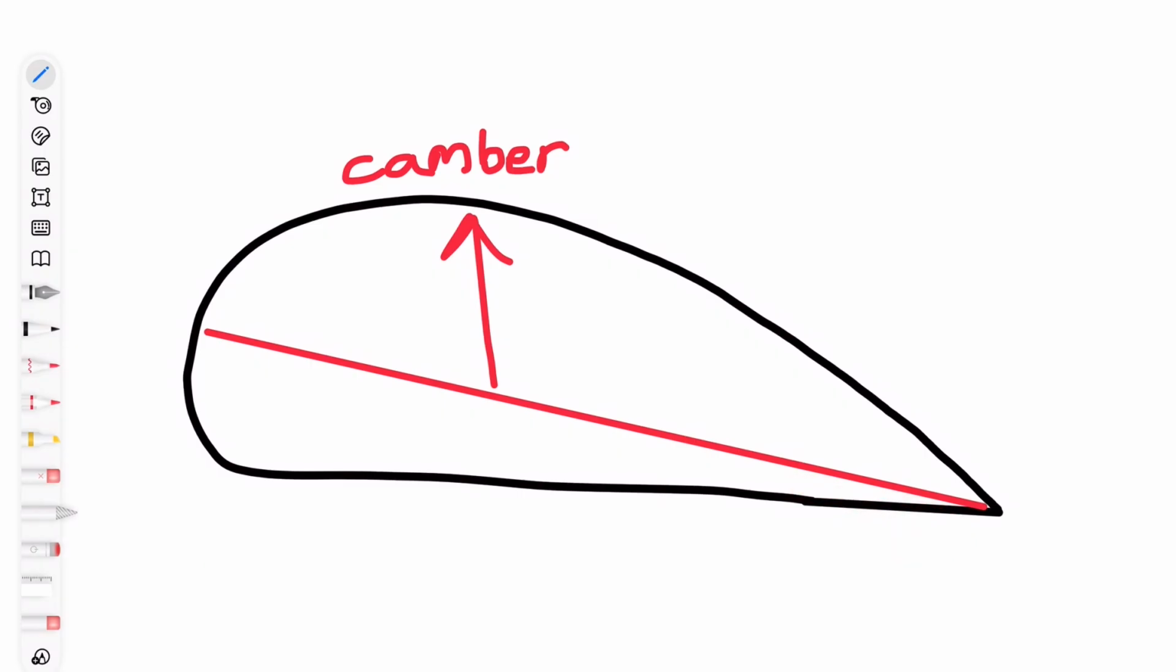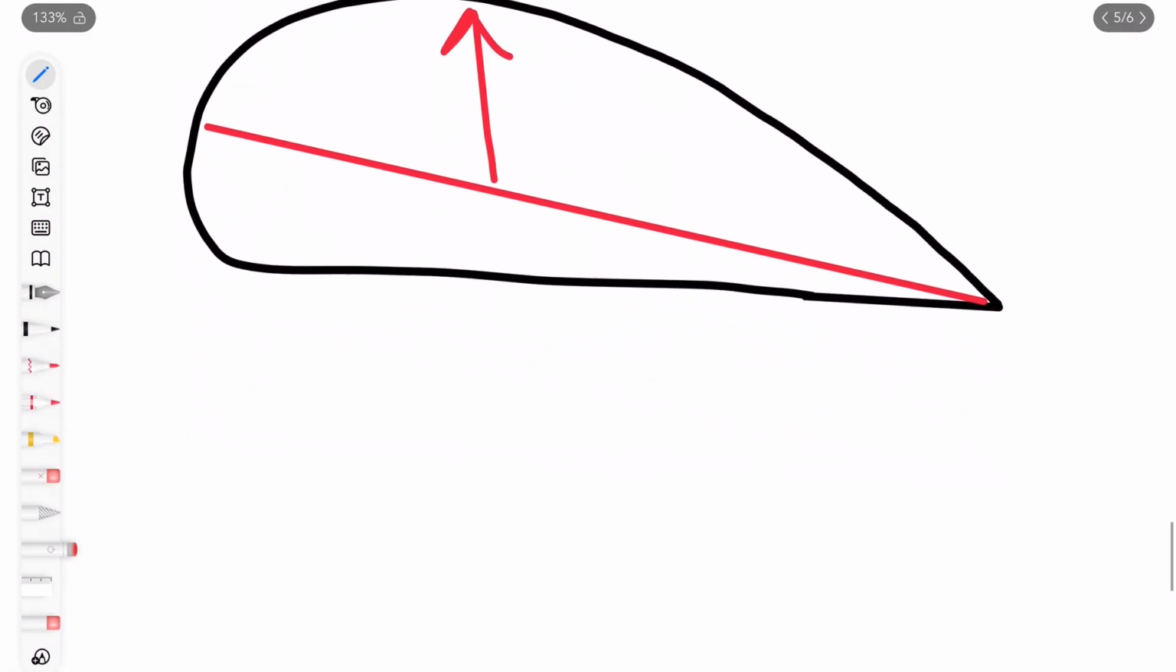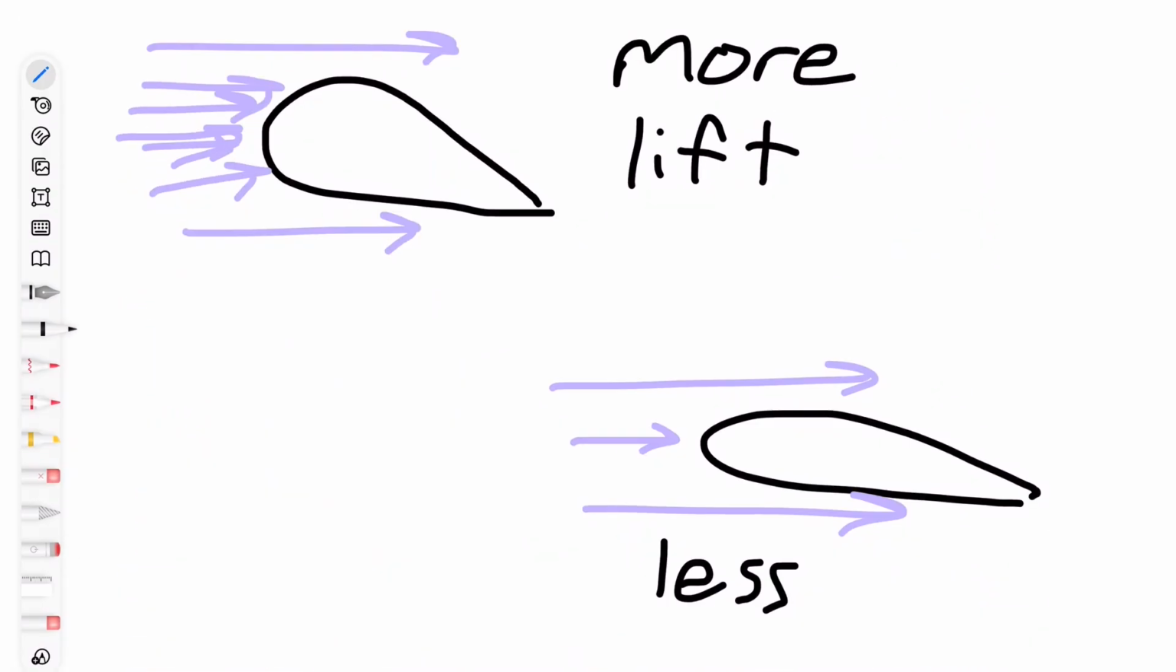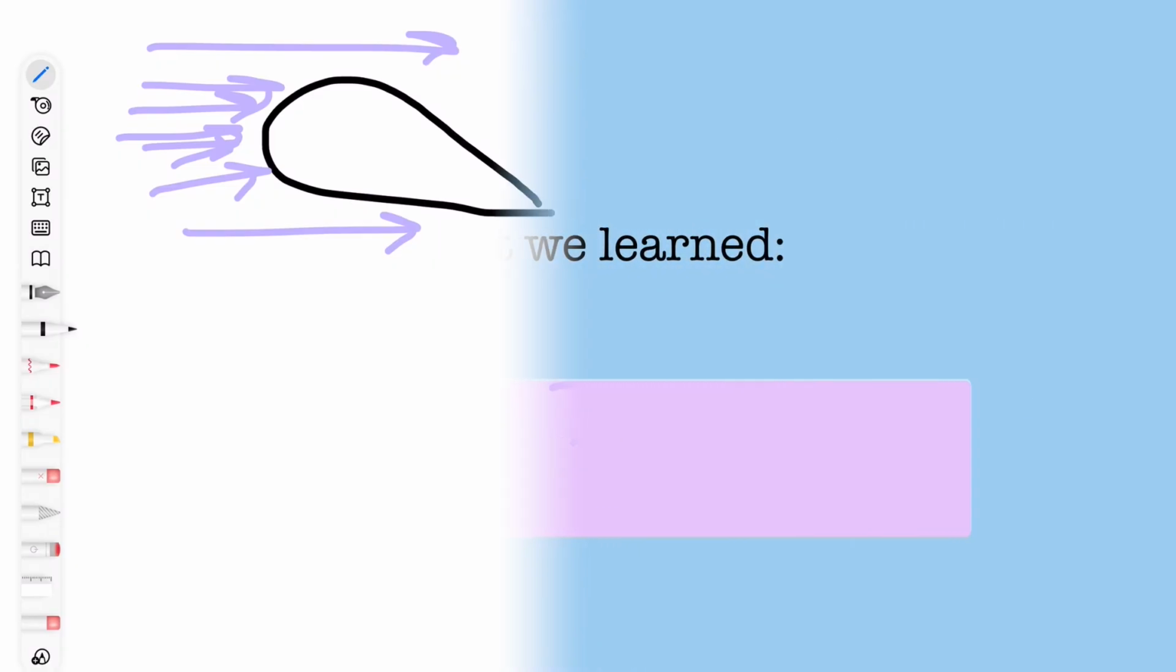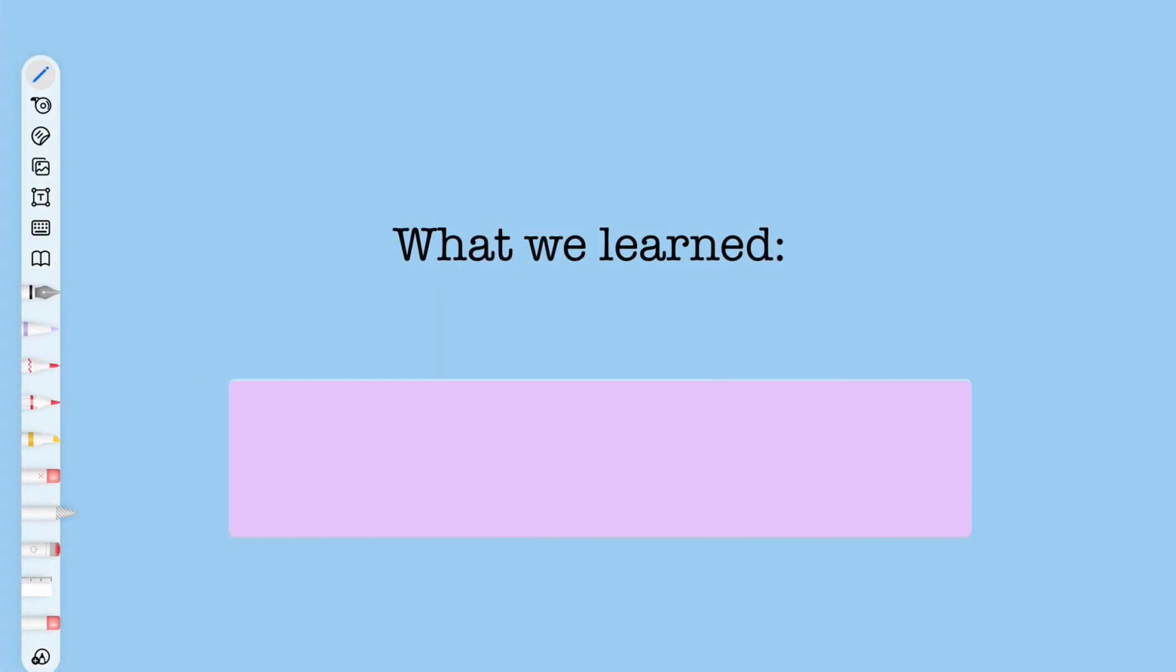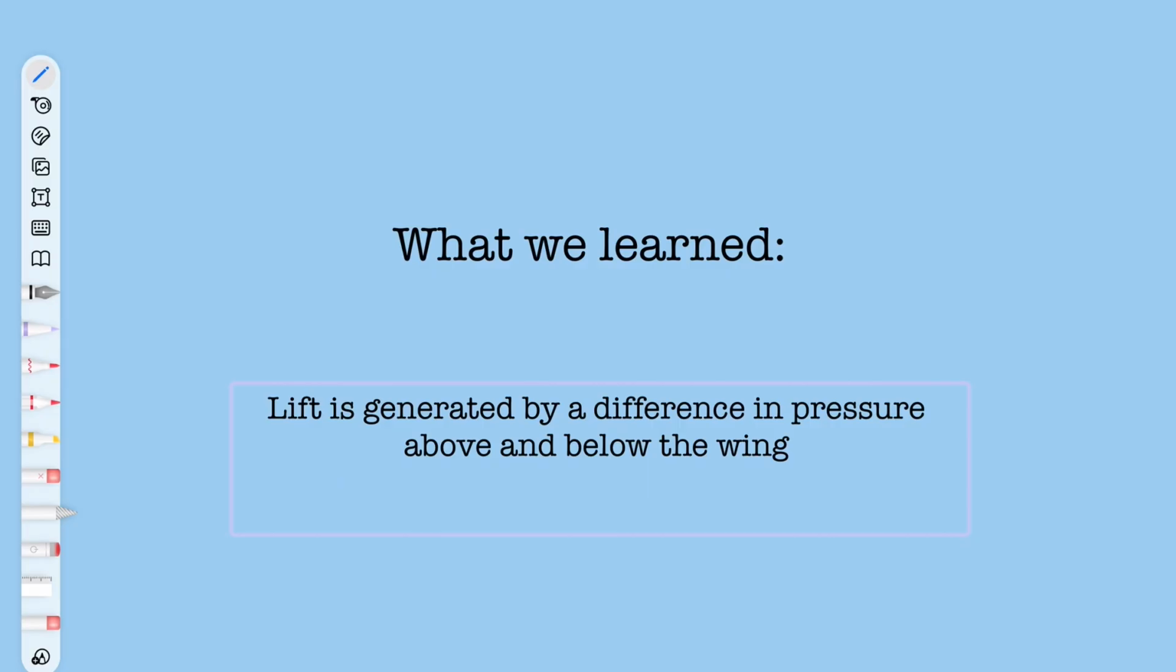But camber comes with a trade-off. More camber means more lift at lower speeds, which is great for gliders or birds, but it also increases drag, which slows the plane down. That's why faster planes, like jets, usually have less camber and rely more on speed and angle of attack to get their lift, which we'll go over in a future video. Of course, this is just one way to understand lift. In the next video, we'll explore how lift is also generated through Newton's third law, by pushing air down to go up.